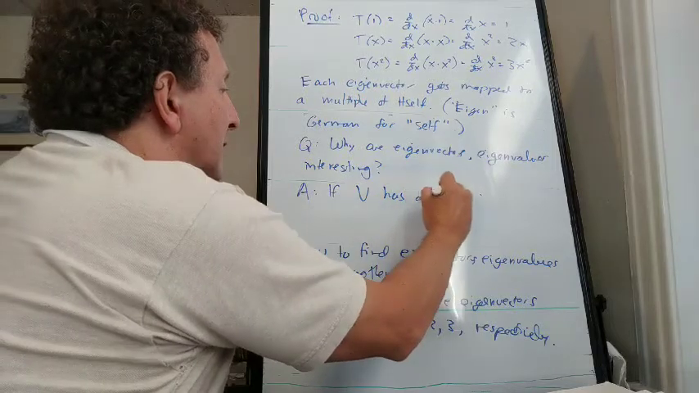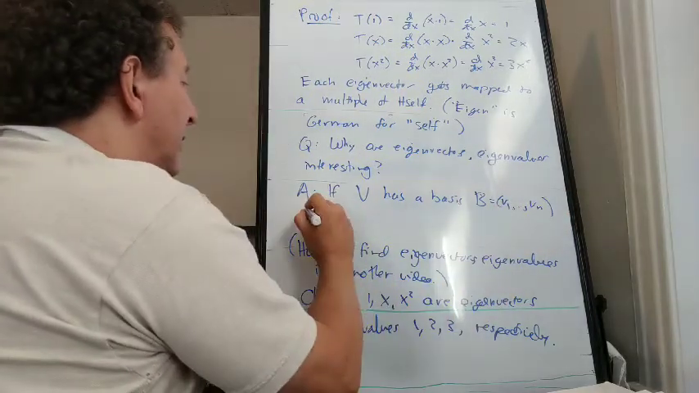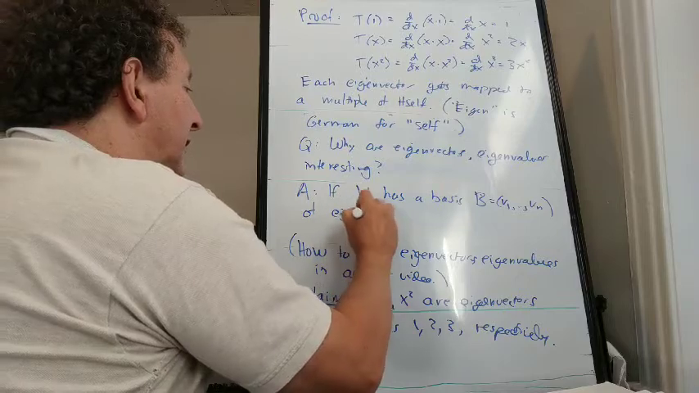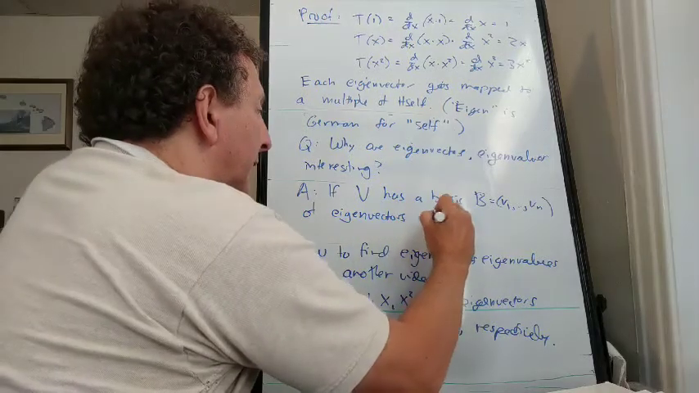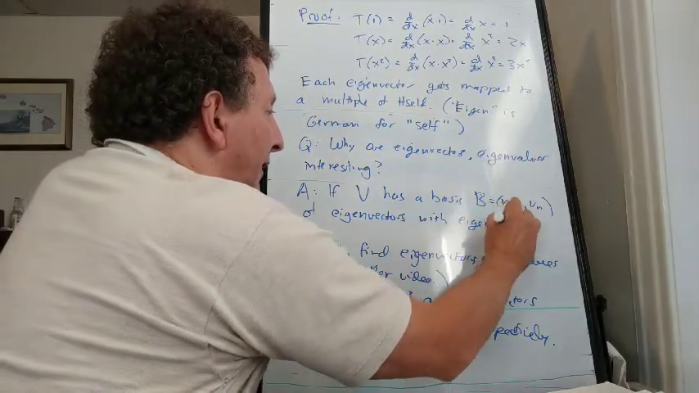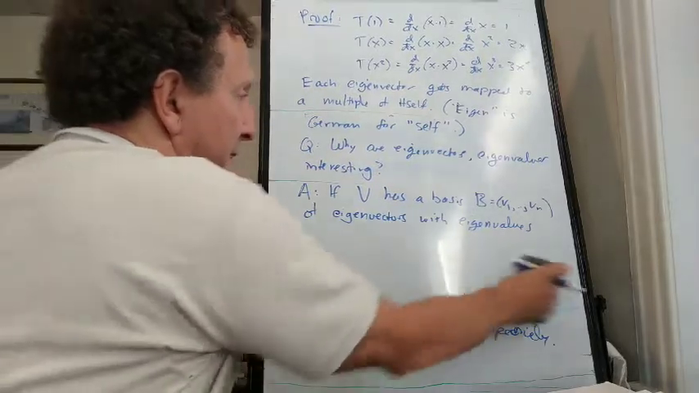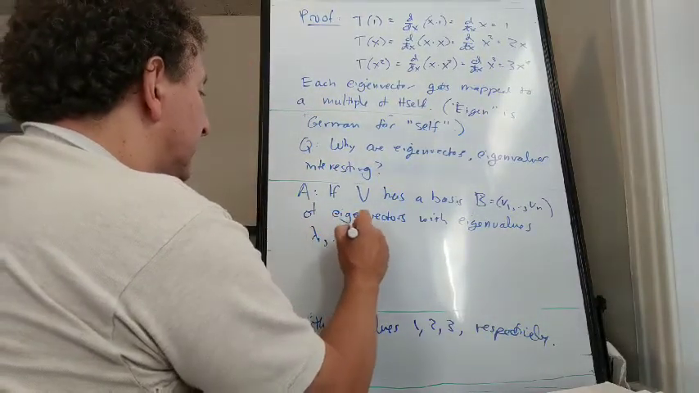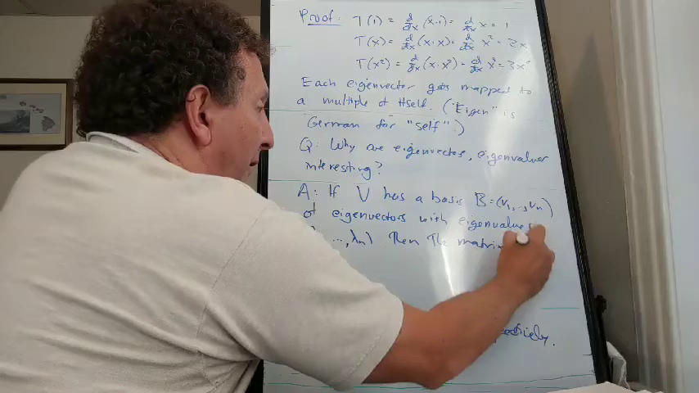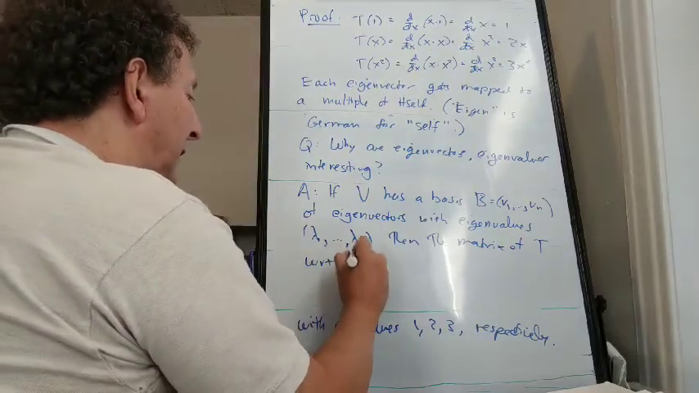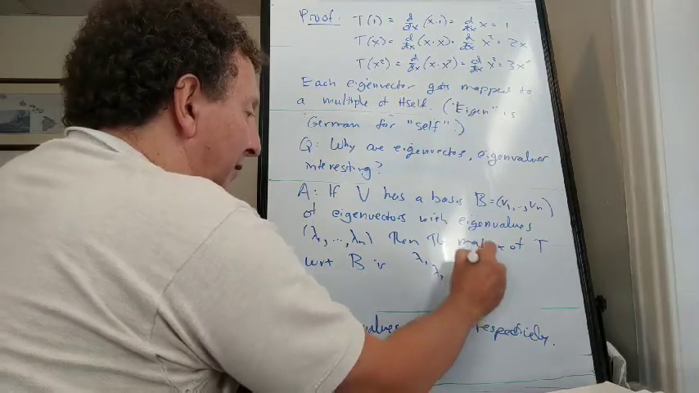And the answer is, if V has a basis B, v1 through vn, of eigenvectors, so if we can find a basis where all the basis elements are eigenvectors, with eigenvalues, let's say lambda 1 through lambda n, then the matrix of T with respect to the basis B is just the diagonal matrix with the eigenvalues on the diagonal.